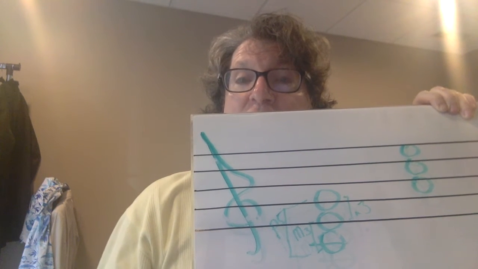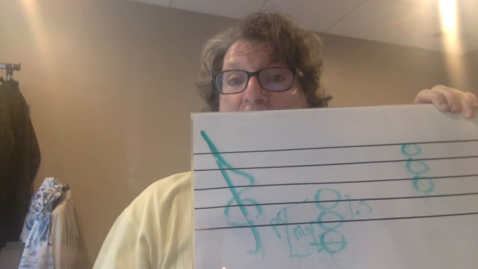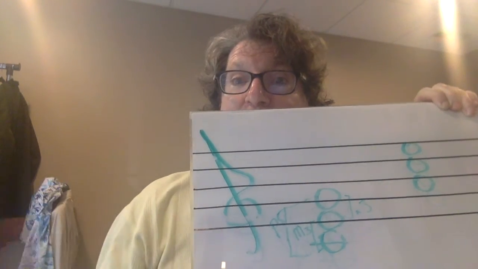C, E flat, G is a minor chord. C, E natural, G, a major chord. One has a minor third, perfect fifth, one has a major third, perfect fifth. That's kind of easy. The other two chords are a little trickier because they don't have perfect fifths. So one of them is a diminished chord. And we use diminished chords a lot in classical music.